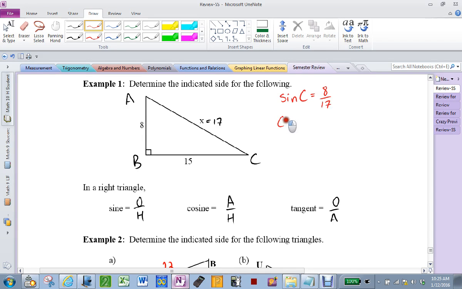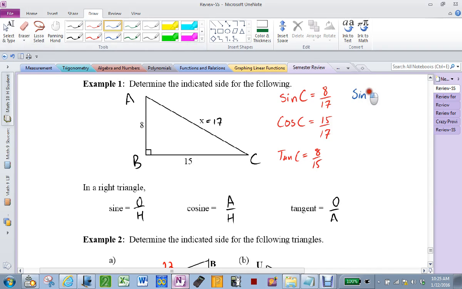So what is the cos of C? 15 over 17. If opposite is across and the hypotenuse can't change, the only thing left is the one that's beside it, adjacent. And what is the tan of C? 8 over 15.